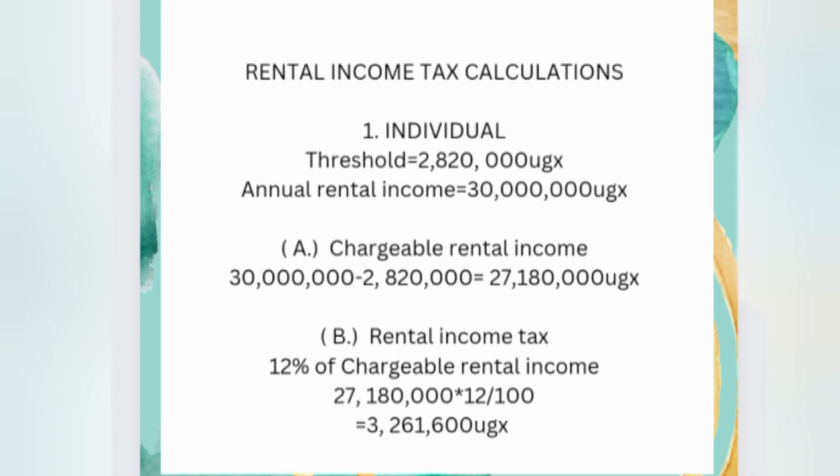So now from the chargeable amount, we can calculate our rental income tax, which is always a constant of 12% of the chargeable rental income. So we take 27,180,000 times 12%, and if we calculate that, we get our rental income tax for that particular year as 3,261,600 shillings. So that becomes the amount that URA will take as the rental income tax for that year. So that is for the individual category.